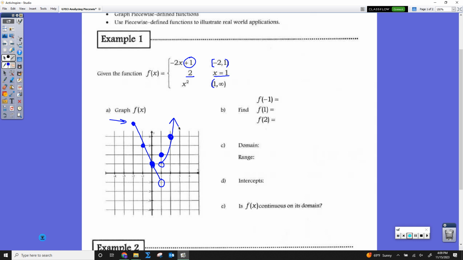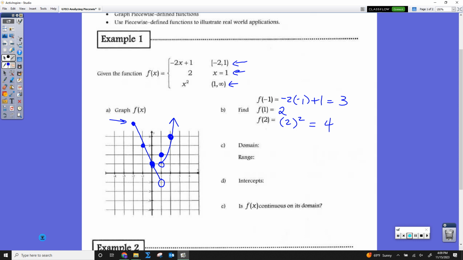Okay, part B. Find f of negative 1, f of 1, and f of 2. We can either use the graph or go back and plug into our equation for the appropriate piece. So f of negative 1 would fall in this interval, so we use negative 2x plus 1. Negative 2 times negative 1 plus 1 would be 3. f of 1, that's when x is equal to 1, which is the point we talked about earlier. It's literally just 2. And then f of 2 falls in our final interval, the quadratic portion. So 2 squared, which is 4.